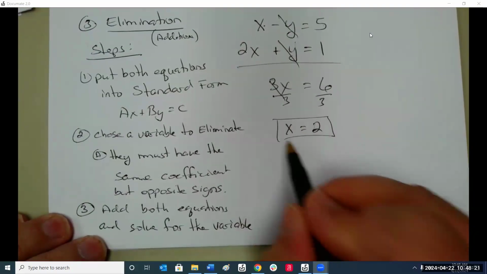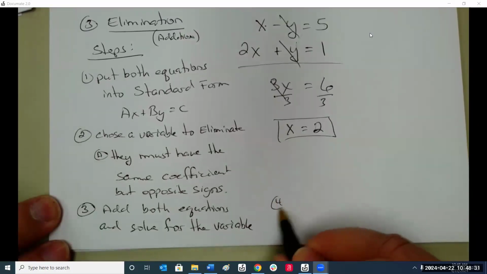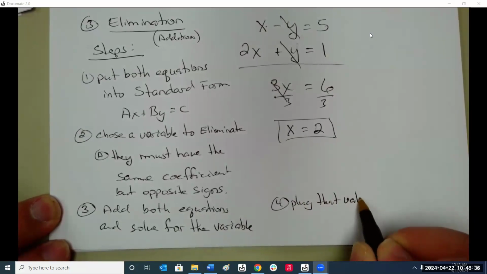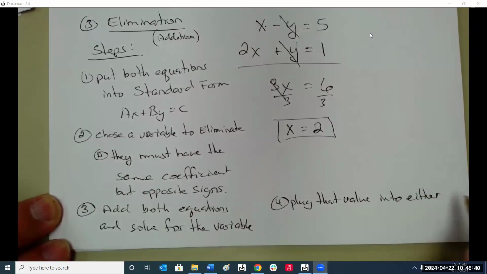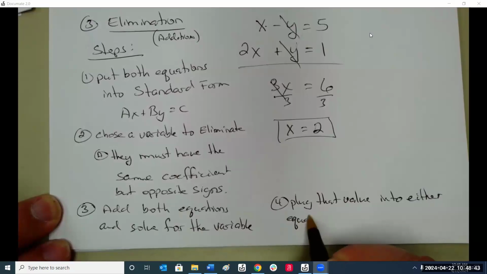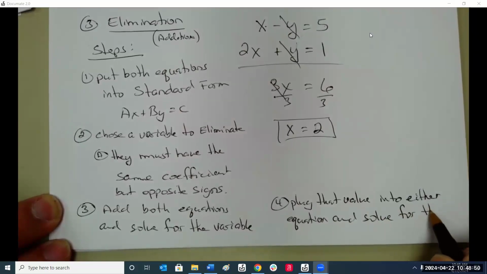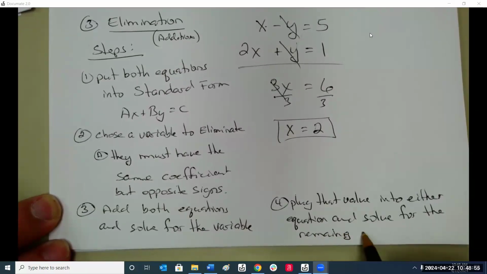So there's one part. Now, because we used both equations at the first step, it doesn't matter which one you plug that into. So step 4 is plug that value into either equation and solve for the remaining variable.